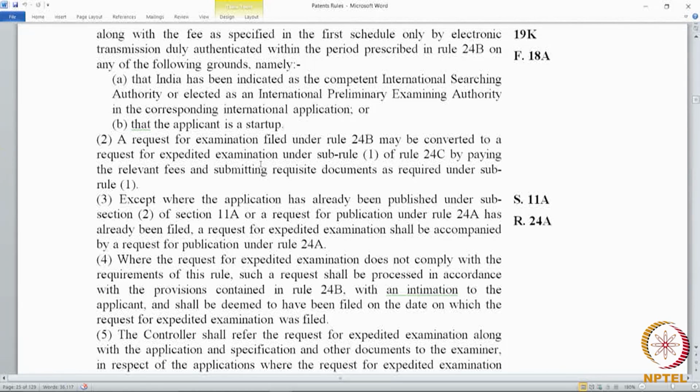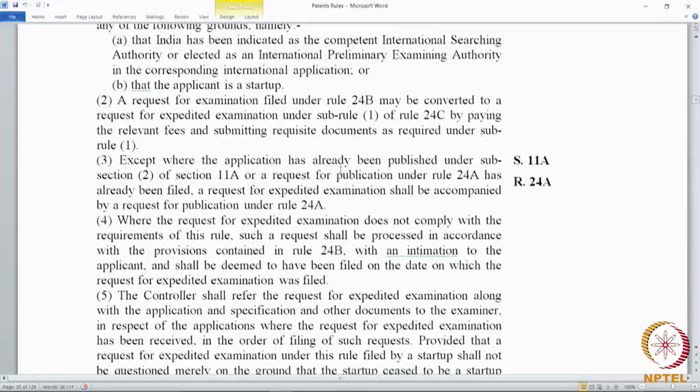So, if you fall within that category, if you are not a startup, then if you need to expedite an examination of an application, you must file an international application. Otherwise, there is no way an entity which is not a startup can get the examination of its application expedited, unless there is a corresponding international application filed. So, if there is no international application, entities which are not startups will not be able to take the expedited examination route. Now, the route is explained.